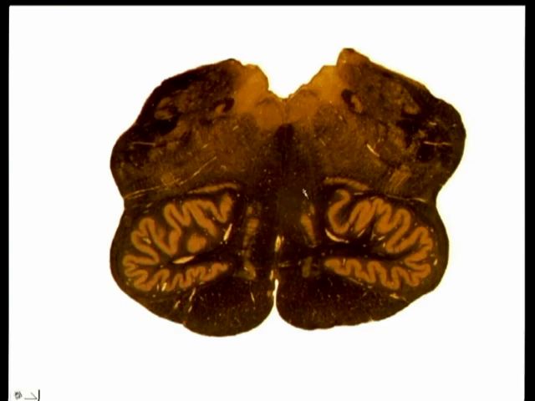Right above the pyramids, we're going to have the medial lemniscus. And these axons are destined for the VPL. They're arising from the opposite nucleus gracilis and nucleus cuneatus.